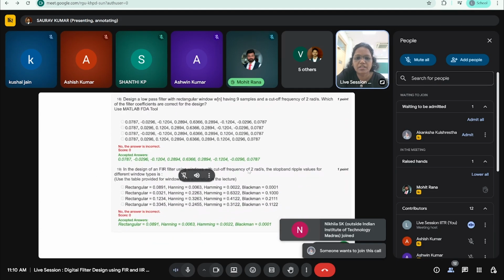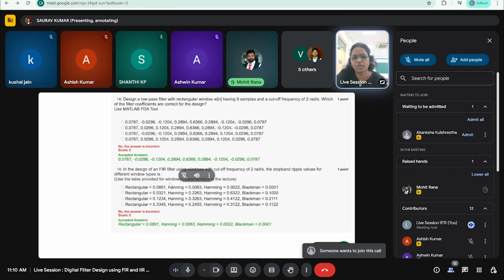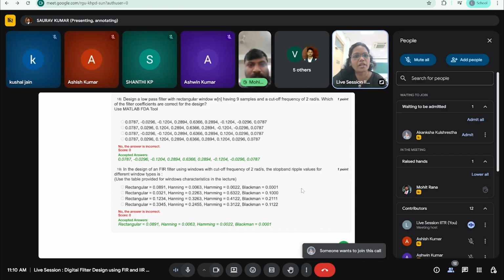Similarly, in this case, for the design of FIR 19 using windows with the cutoff frequency 2 radians, what are the stop band ripples for different window types? See, there is stop band attenuation for different windows. Refer to the table which is given. The stop band ripple reduces as we move on from the rectangular window to smoothening windows. So you would get a better and better side lobe response in these windows: rectangular, Hanning, Hamming and Blackman.